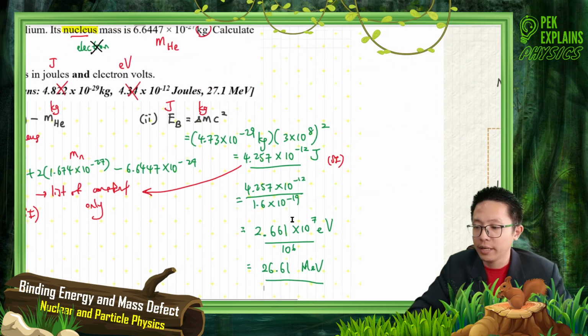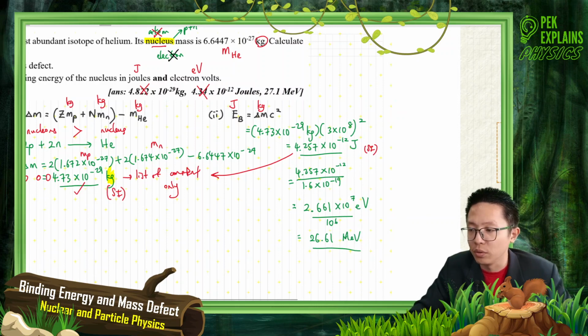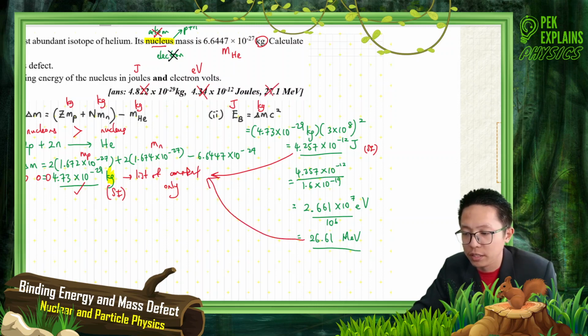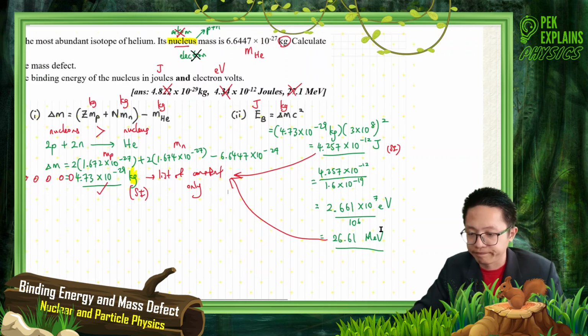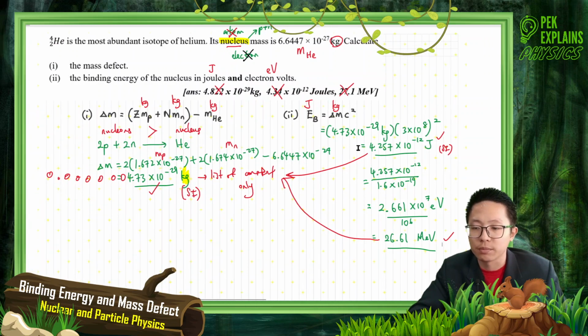Is that correct? You see the difference there. Mine is 26.61, but you get 27.1. So don't use that one. Use mine, because mine is based on the list of constants values. So you have 2 units, joule and mega electron volt. Understand? My conclusion is just use the list of constants values and maintain as many decimal places as possible. Then you get the correct answer. Okay, see you in the next video.